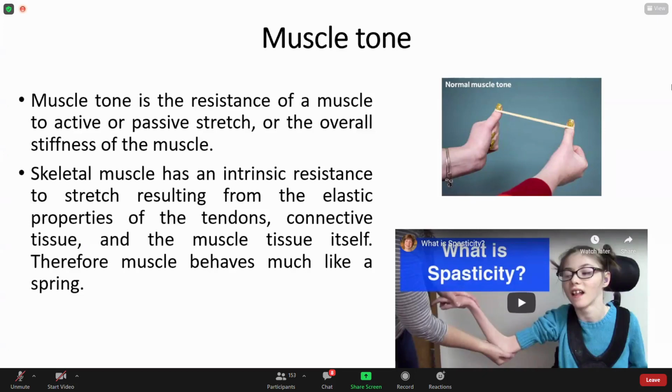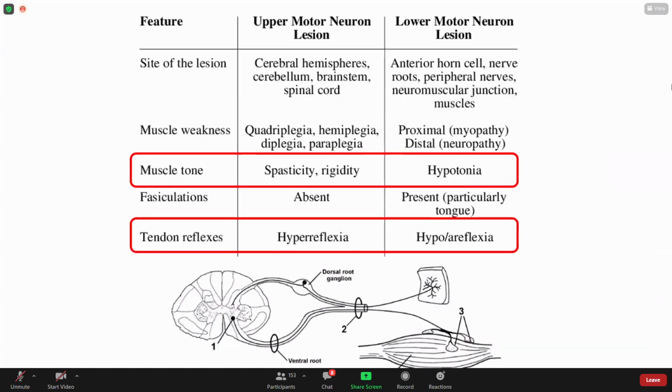Muscle tone is very important clinically to distinguish again between an upper motor neuron lesion and a lower motor neuron lesion. Because in lower motor neuron lesions, we have de-innervation of the alpha motor neurons on the muscles, usually we have a reduced muscle tone, which is called hypotonia. Whereas in upper motor neuron lesions, we have a more rigid, more spastic muscle tone.